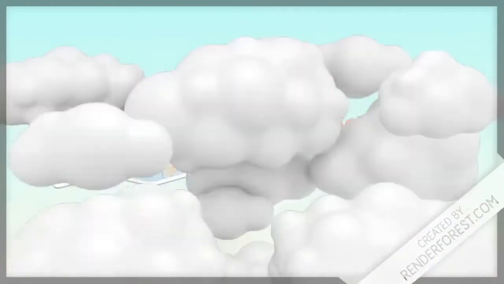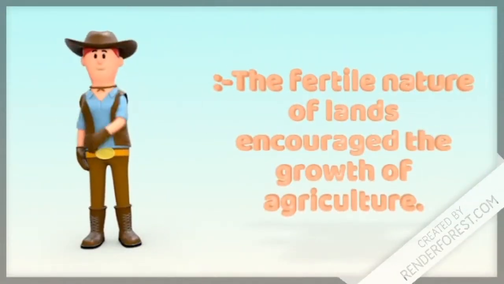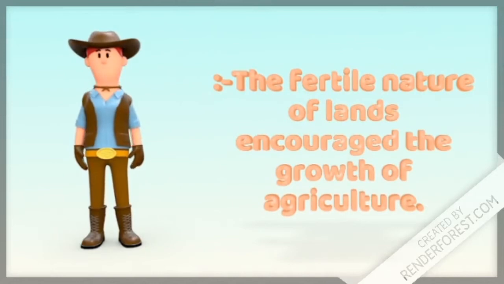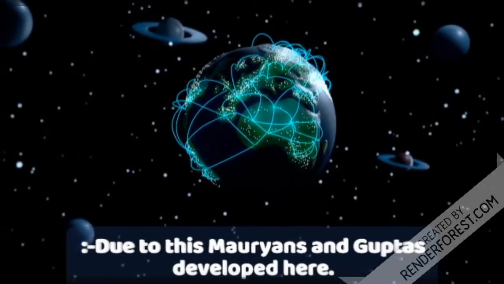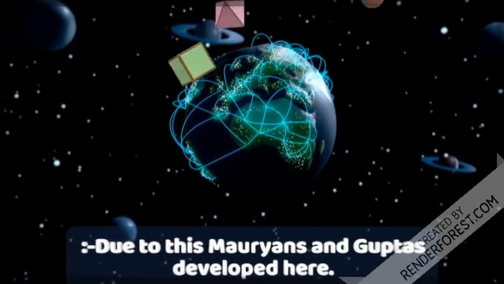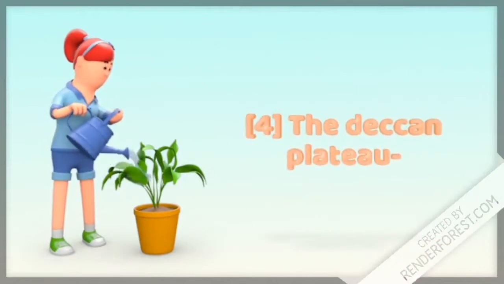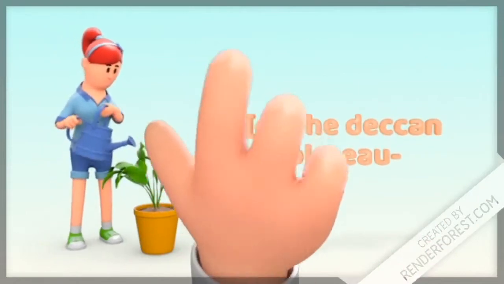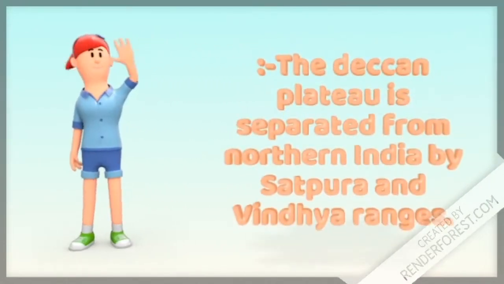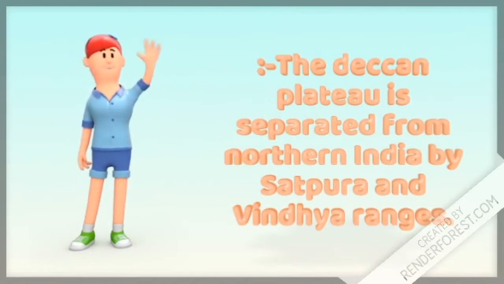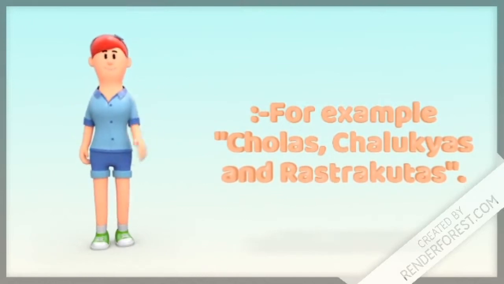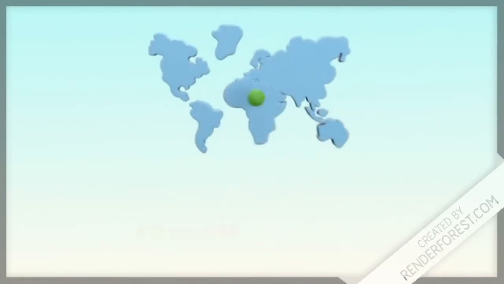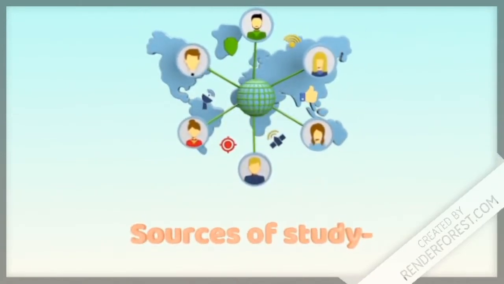Number 3, northern plains. The fertile nature of the land encouraged the growth of agriculture. Due to this, Mauryans and Guptas developed here. Number 4, the Deccan Plateau. The Deccan Plateau is separated from northern India by the Satpura and Vindhya ranges. For example, Cholas, Chalukyas, and Rashtrakutas developed on the Deccan Plateau.